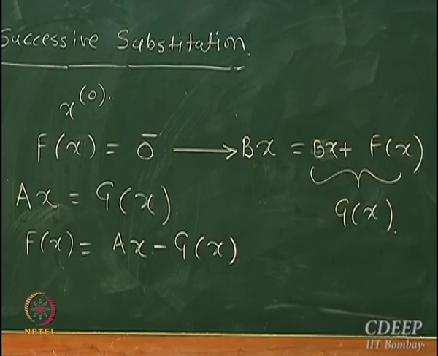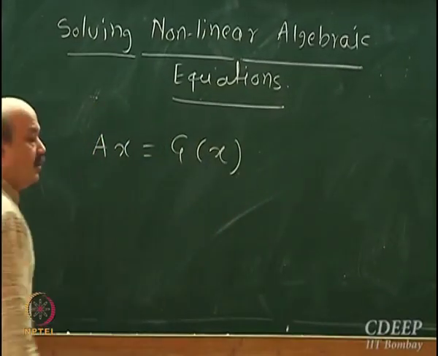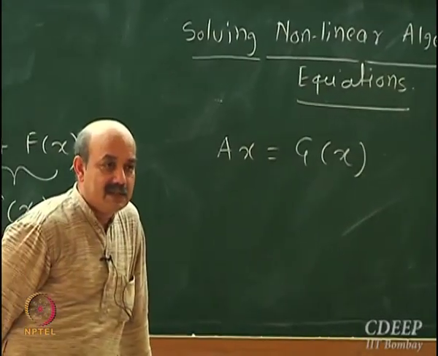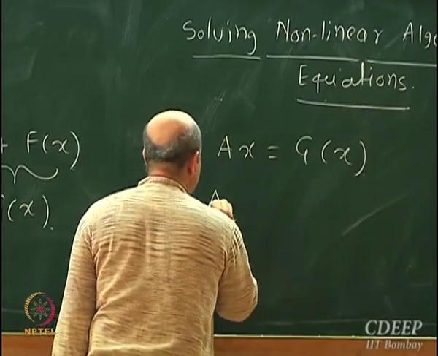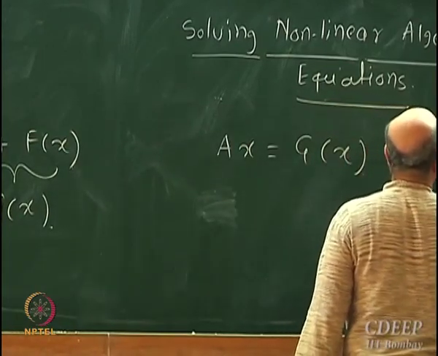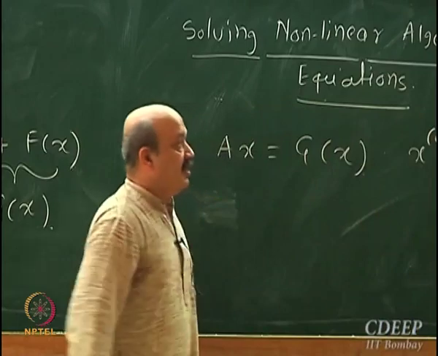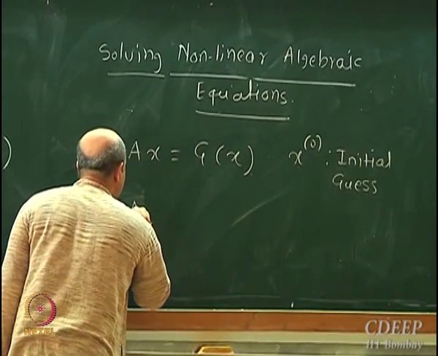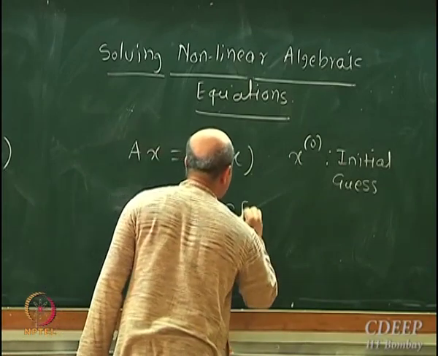If I have this special form Ax is equal to g of x, I could convert this into solving linear algebraic equations by a very simple trick. If I start with some initial guess, let x naught be my initial guess, then what I'm going to do is solve for A x k plus 1 is equal to g of x k.